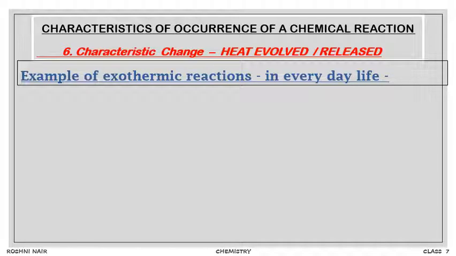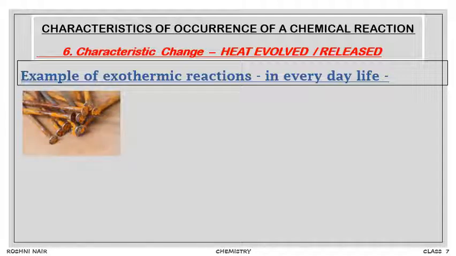Again, one more important part of this heading, that is characteristic change in the chemical reaction where heat is evolved or released. There are few examples of these exothermic reactions in our daily life or everyday life. Important again in terms of examination point of view. They can directly ask you a question to state few examples where exothermic reaction takes place in our daily life and heat is released. You can directly relate to many things which is occurring around us.